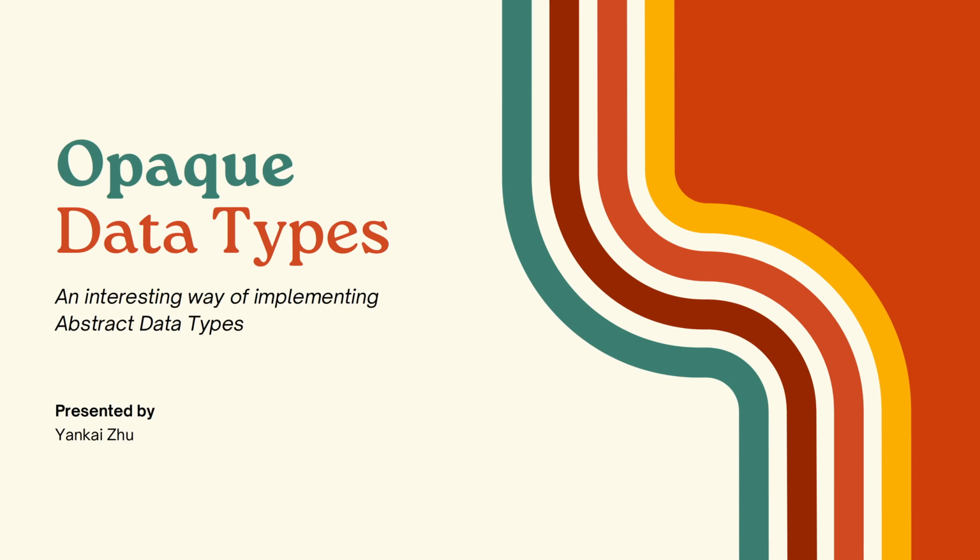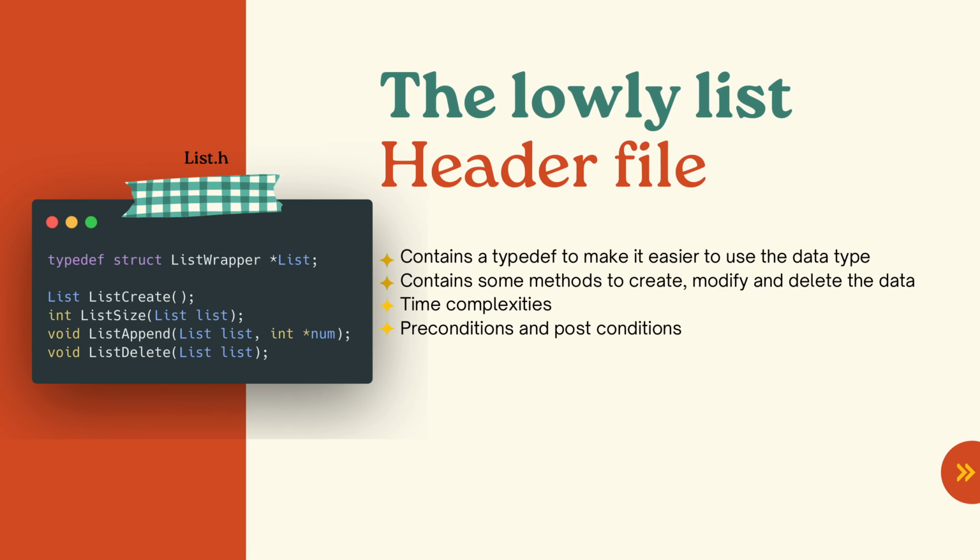In COMP2521, opaque data types are used for concrete implementations of abstract data types. This presentation goes over how they can be created. For the demonstration, we have a linked list ODT.